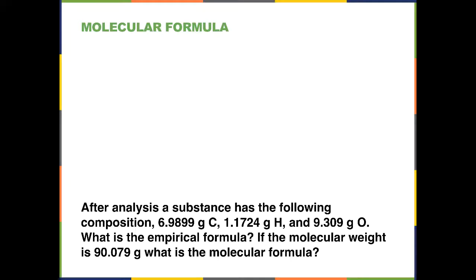So if you analyze a substance and it has the following composition, and I give you the grams of composition making up C, H, and O, you can find the empiric formula for that. Then if the molecular weight is 90.079, what's the molecular formula? So let's look at how we would do that.